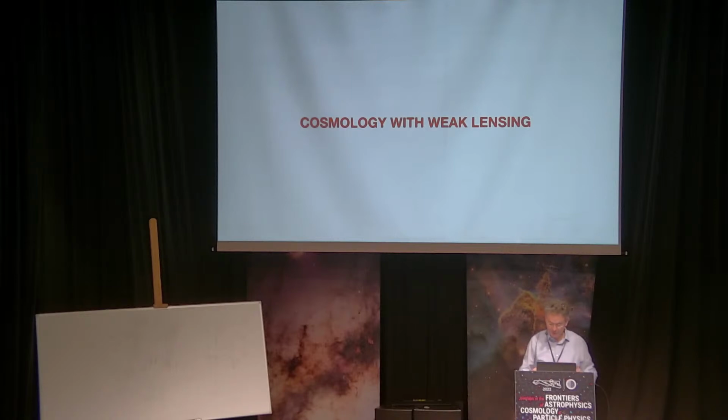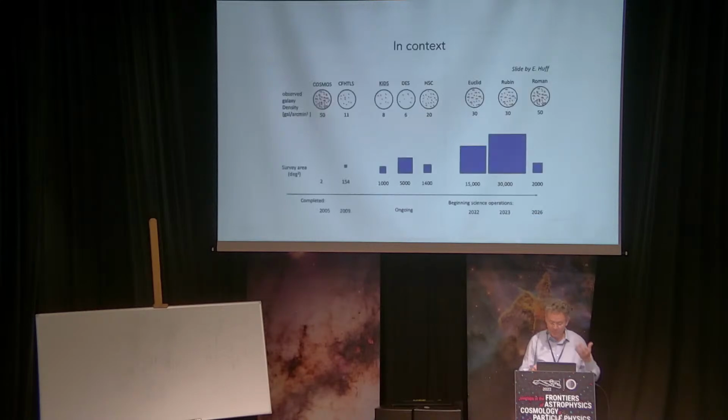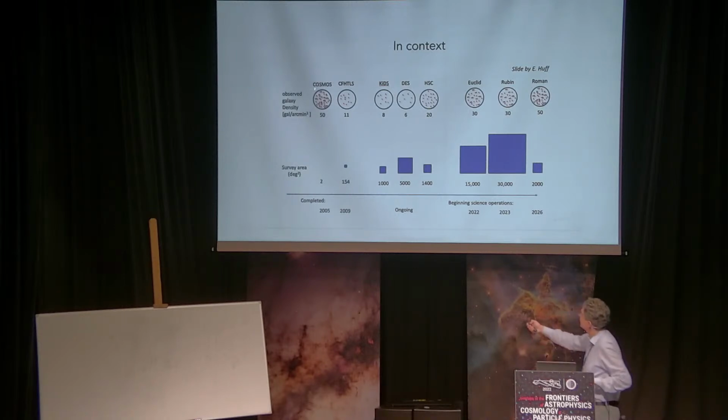Luckily, we are in a fortunate position that the number of weak lensing surveys has increased dramatically in the last 20 years, so actually 15 years. So we started with these surveys like COSMOS, CFHTLS. Then we had KiDS. This is the observed galaxy density per arcminute. So you see that it increases gradually. But also, most importantly, the surveyed area increases from 2 square degrees in 2005.